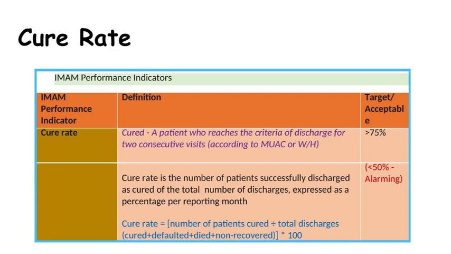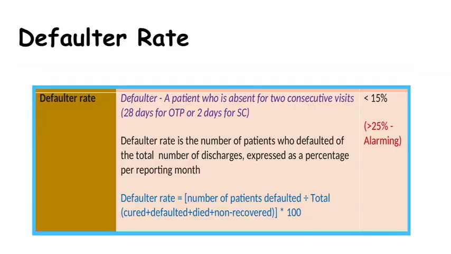So that is the number of patients who are cured divided by the total discharges, the total outcomes that we've outlined earlier, that is cured, defaulted, died, and non-recovered, multiplied by 100 to get our percentage. So our target is to attain a cure rate of greater than 75%. This is also a Sphere standard.